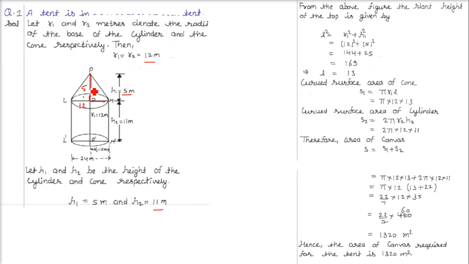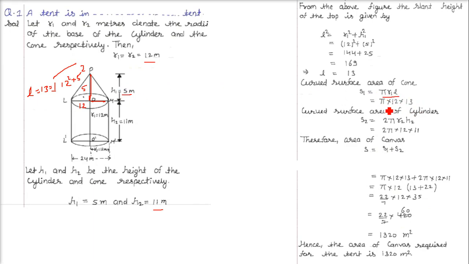So in order to find out the curved surface area, we need to find out the slant height. So if this is 5, this is 12, what will this be? 12 square plus 5 square. This is going to be 144 plus 25, and that is going to be under root of 169, and then it is going to be 13. So L is 13. Now the curved surface area for the cone will be pi into r into L.